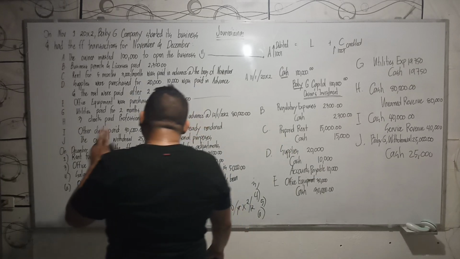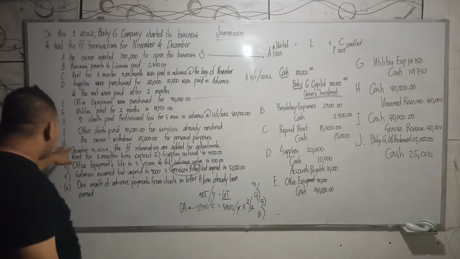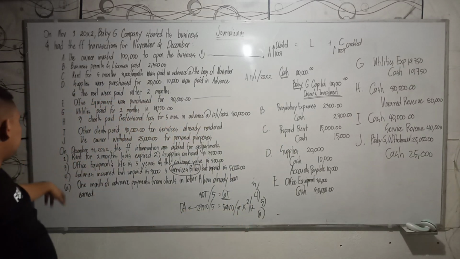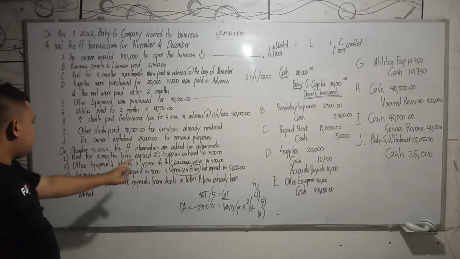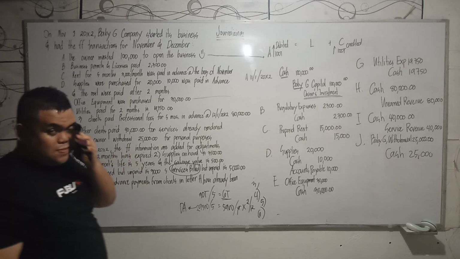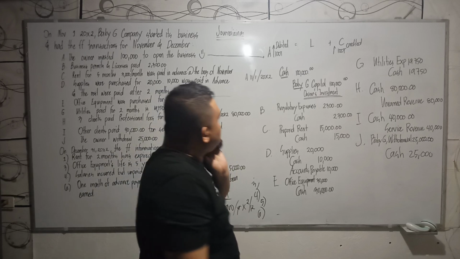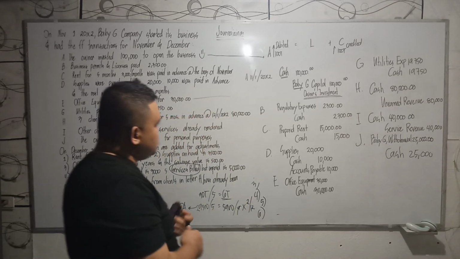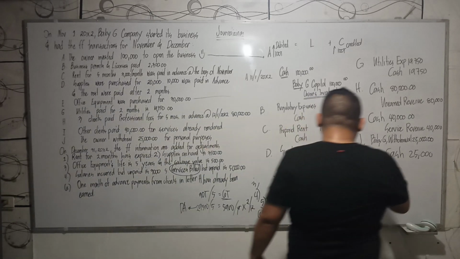So, in the last episode, I told you that you have to make a journal entry from 1, 2, 3, 4, 5, and 6. Okay? Now, what are the entries for this? First one, number 1.